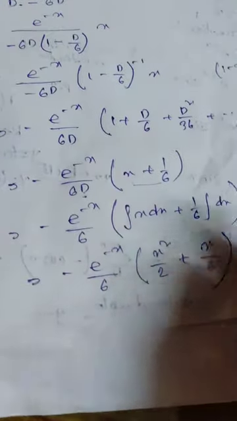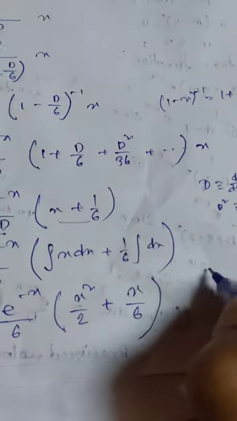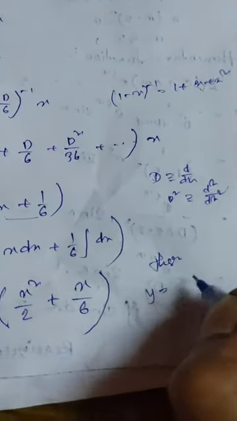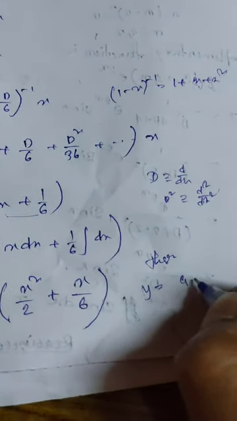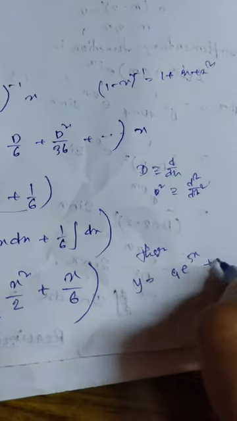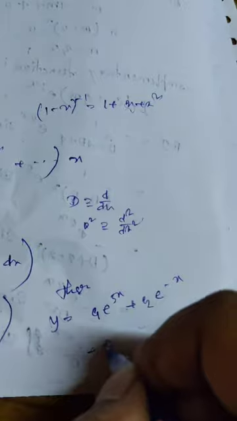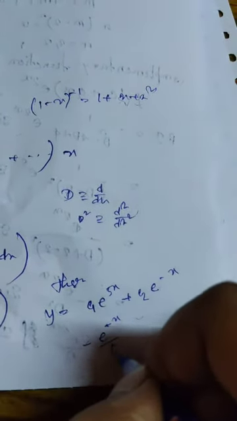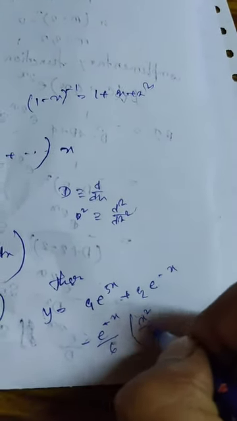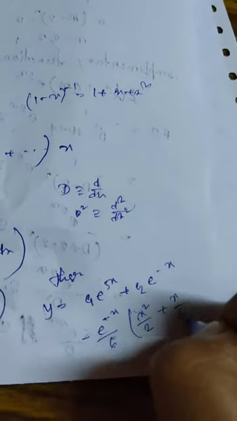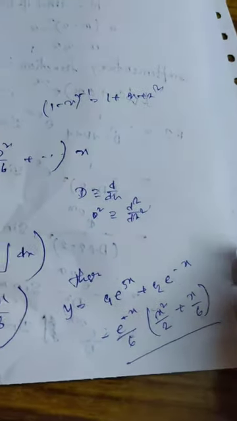So the required solution is y is equal to c1 e to the power 5x plus c2 e to the power minus x minus e to the power minus x by 6 (x square by 2 plus x by 6). I hope you understand. So thank you.